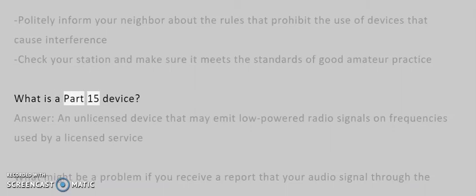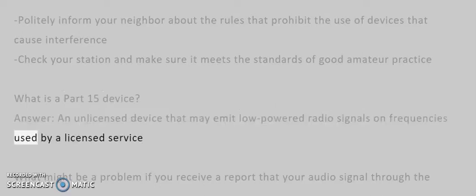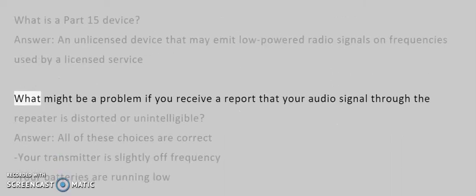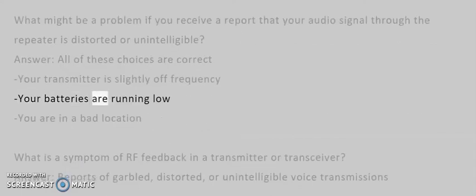What is a Part 15 device? Answer: an unlicensed device that may emit low-powered radio signals on frequencies used by a licensed service. What might be a problem if you receive a report that your audio signal through the repeater is distorted or unintelligible? Answer: all of these choices are correct. Your transmitter is slightly off frequency. Your batteries are running low. You are in a bad location.